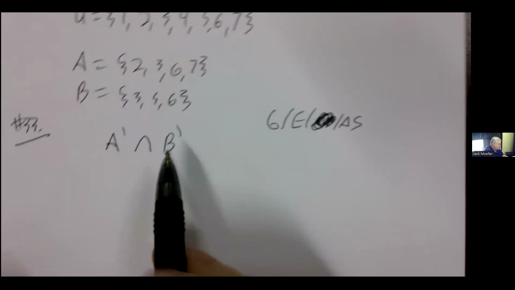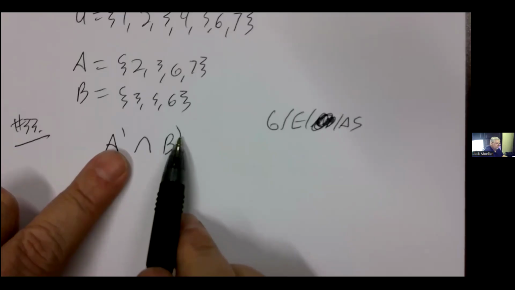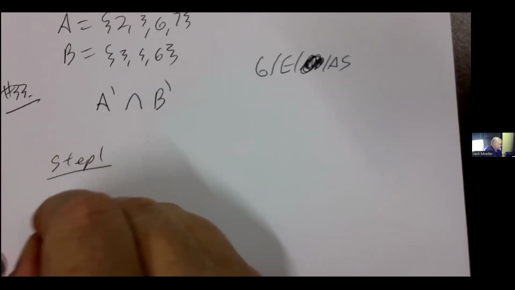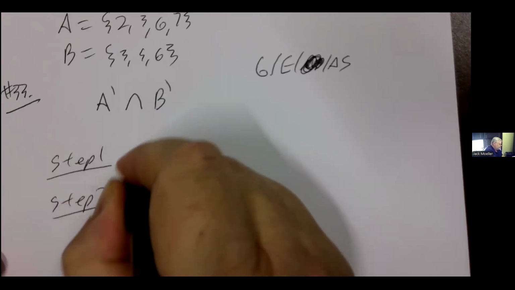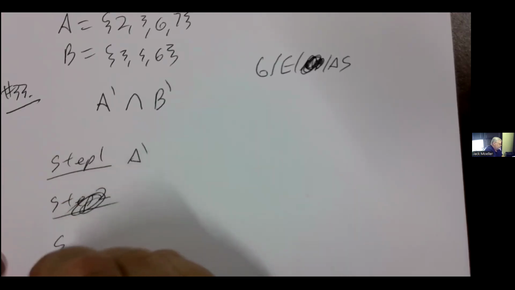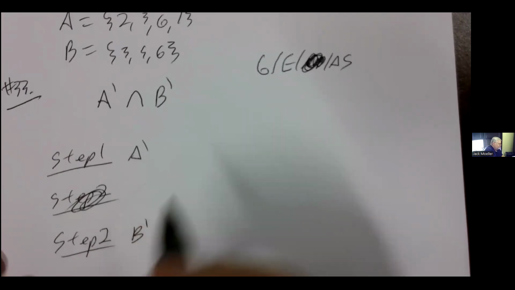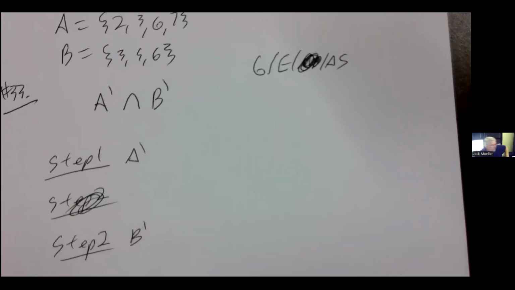So step 1, you've got to do your exponents or your complements. And so you need both of these, so it doesn't really matter which one you do first. Let's call step 1 A complement. Skip a spot and do B complement. All right. And so how do you find complements?